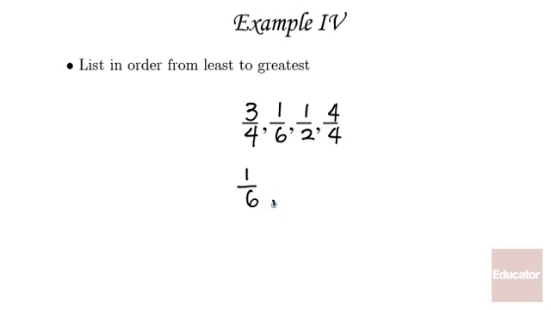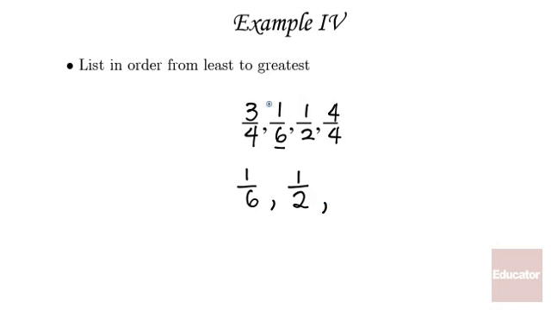Now the next one, so I'm done with this one. So the other 3, the next smallest would be 1/2. Because I know this one is going to be more than half the cake. 4 out of 4, that's the whole cake. So half the cake would be the next smallest.